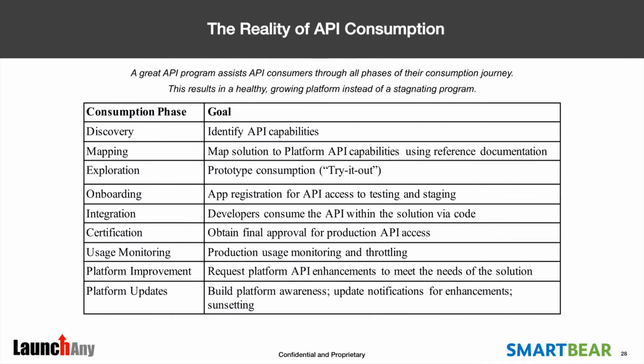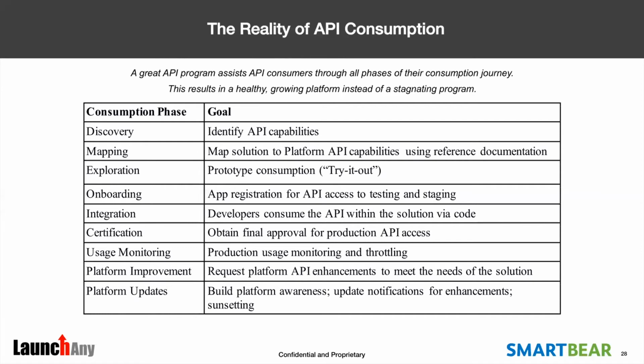So the first step is that developers need to be able to discover the API capabilities that your platform offers. Then they need to map those capabilities over to their solution and make sure that the API provides all the necessary data and endpoints that are required to solve the problem they're trying to solve. They may, during that process, explore your API through prototypes, like try it out kind of features. Eventually onboarding onto the platform, gaining API access to some sort of test or stage or development environment, sandbox environment.